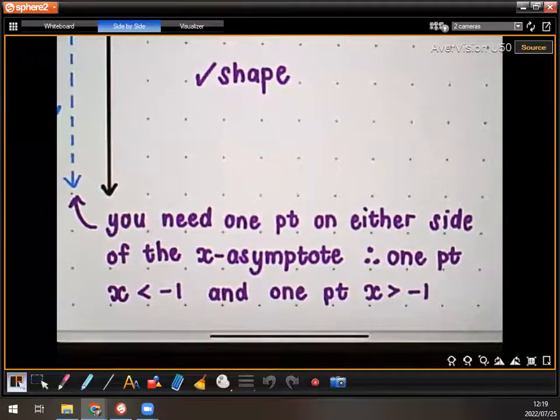So that -1, it obviously will change depending on where your asymptote is. So whatever your asymptote is, you need one x point bigger than that value and one x point smaller than that value. And so you might have to choose one if you don't have a point. So it will come up in a more top.